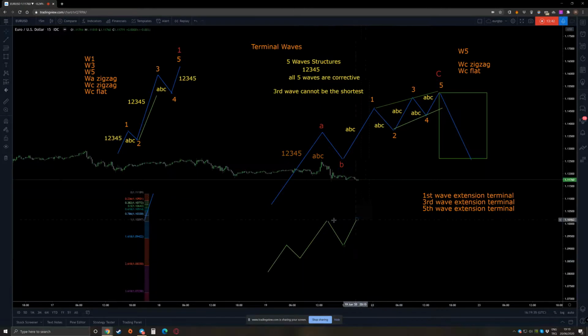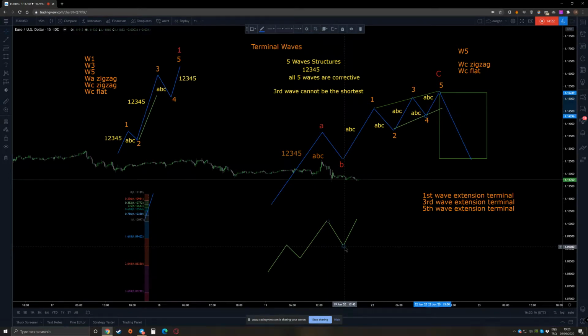Okay, but as you can see, there is also another rule. There is an overlapping that is important. Overlapping means the fourth wave comes into the territory of the second wave. As you can see, look, in a classical impulsive move, if the fourth wave comes this far down, we say okay, it's not an impulsive move. But in terminal moves, the fourth wave should come into the territory of the first wave, the second wave, which means the end of the first wave. So look, this is very important.